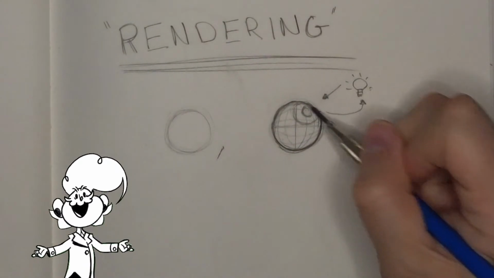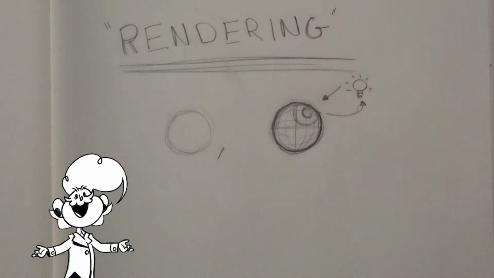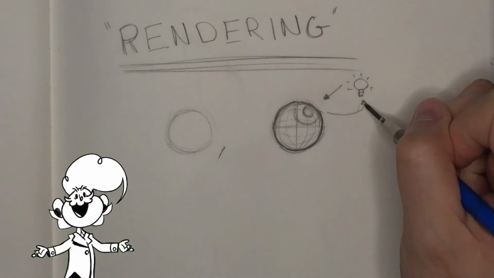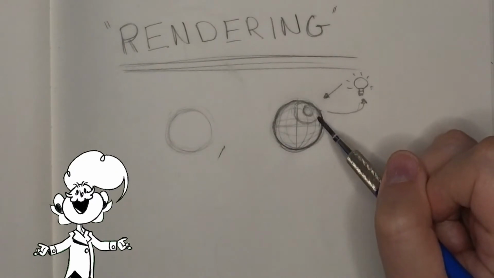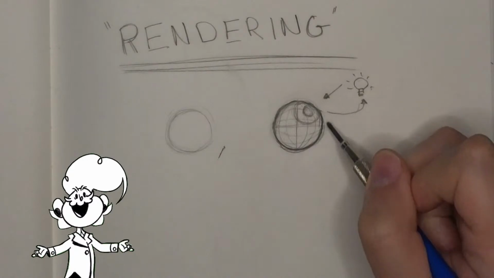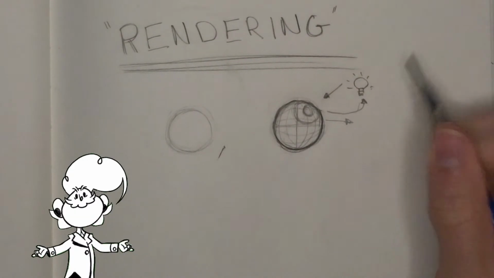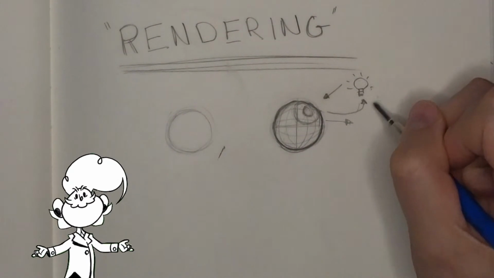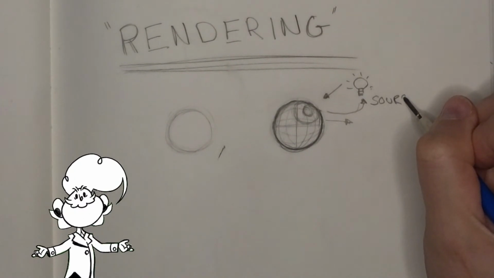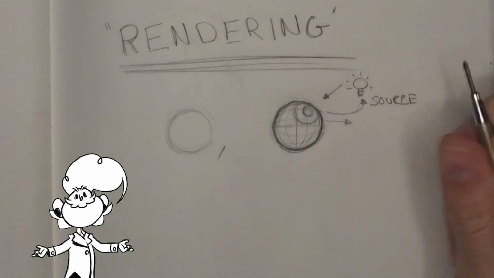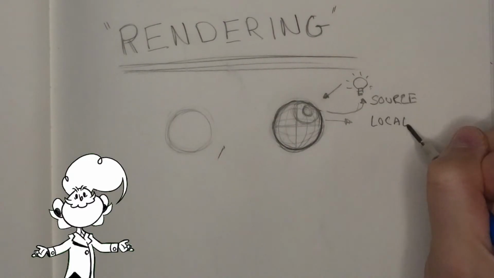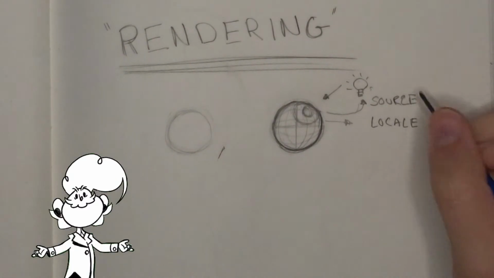So the specular highlight is going to be the color of the light source, right? So usually white. And the rest is pretty much usually what's called the local color. So let's say light source, and local colors, right?